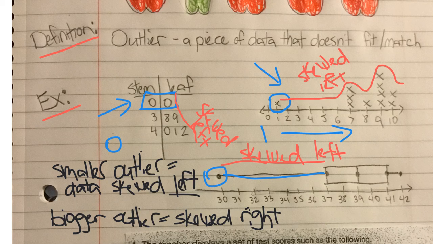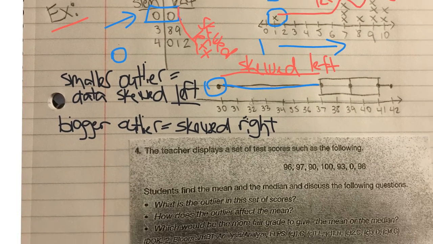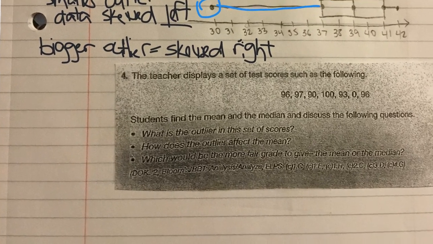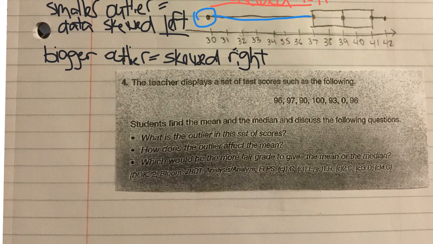So now let's look down below here, and we are going to look at an example. The teacher displays a set of test scores such as the following. It goes 96, 97, 90, 100, 93, 0, and a 96. Students find the mean and the median and discuss the following questions. What is the outlier? How does the outlier affect the mean? And which would be a more fair grade to give, the mean or the median?